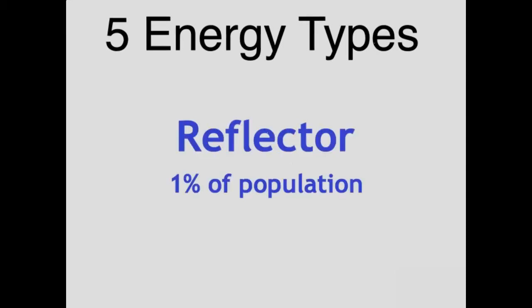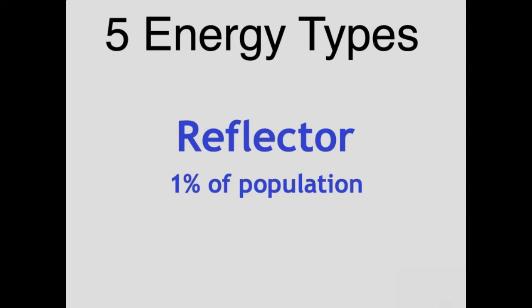Lastly, these are the rarest type of all. Reflectors make up 1% of the population, and it is theorized, actually, that in this new Earth... Actually, let me backstep for a second. The reason that they're so rare and what's so unique about them is they actually have no aura. They don't attract or repel any energy. They simply mirror back to people, places, and things what is already happening.